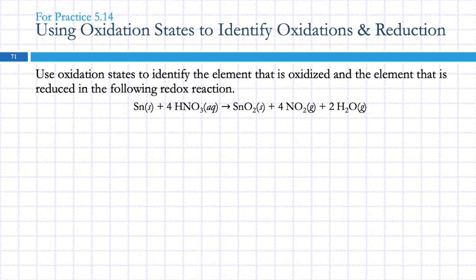Use oxidation states to identify the element that is oxidized and the element that is reduced in this redox reaction. So it's instructing us to identify the oxidation states. So what's the oxidation state for Sn? 0. Remember, oxidation state is the same as the charge if it's an ion.